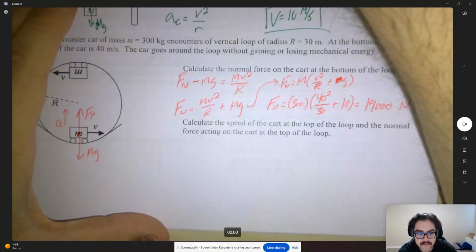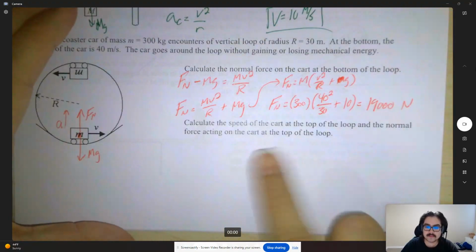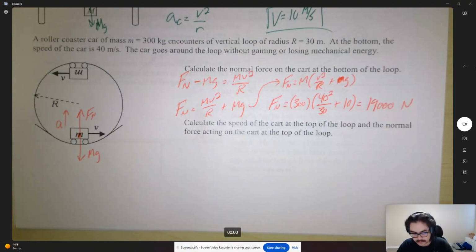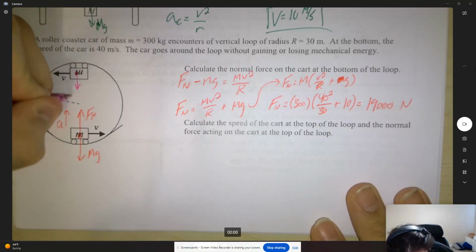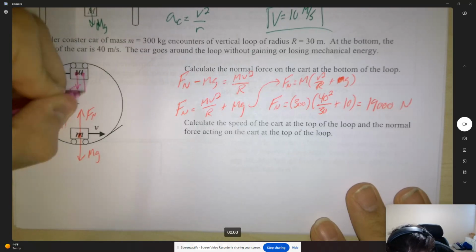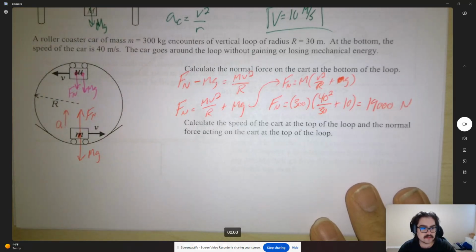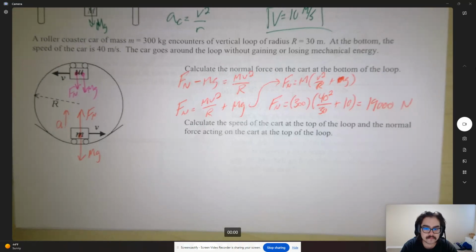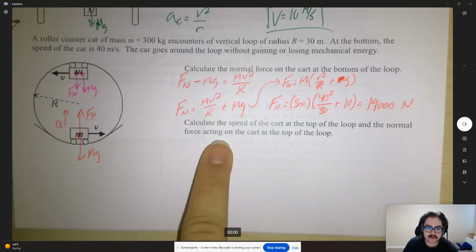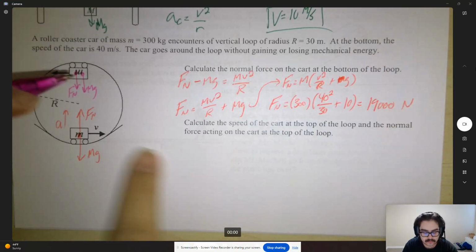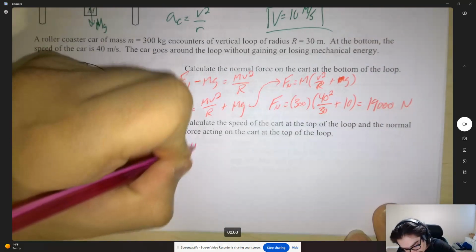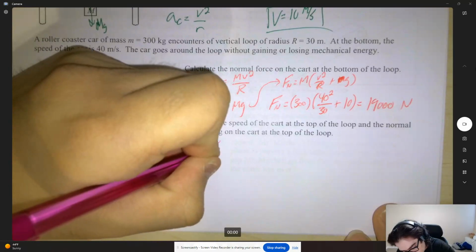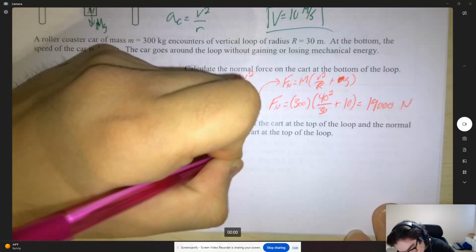Then calculate the speed of the car at the top of the loop. At the top of the loop, I'll use pink for this, normal force is now pointing down. Mg is still pointing down like always. Now we can use energy conservation. That's going to be the best way to do it. Kinetic energy initial plus potential energy initial equals kinetic energy final plus potential energy final.